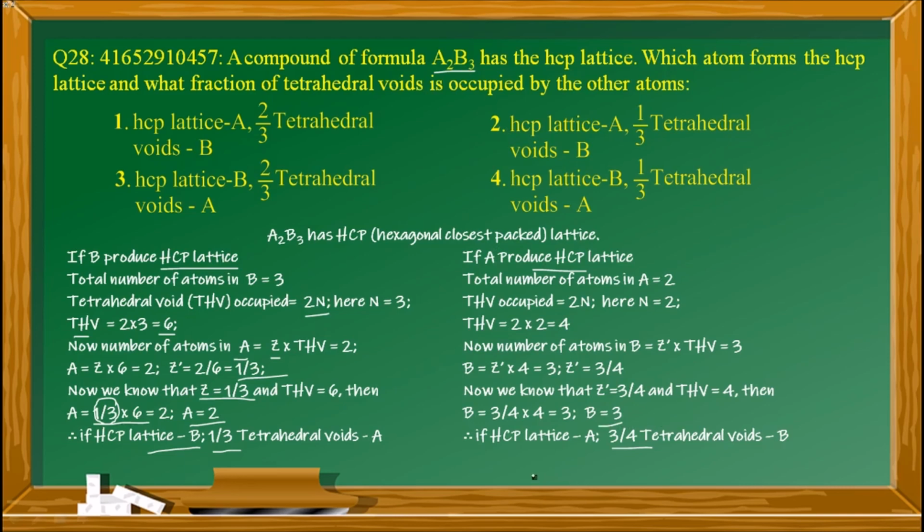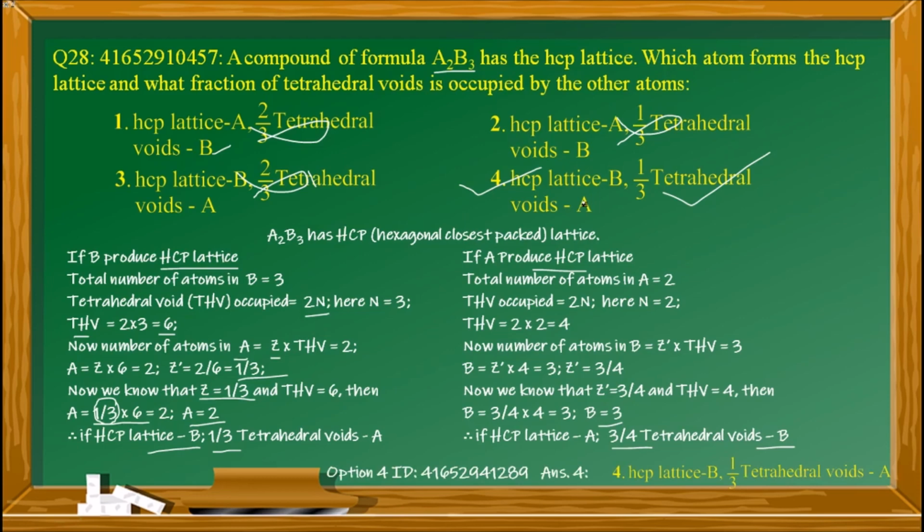So if the HCP lattice is formed by A, 3 by 4 of the tetrahedral voids should be taken by B. Is there any such option? 3 by 4 B, 2 by 3 B, no, this is not correct. 3 by 4 B, 1 by 3 B, no, this is also not correct. HCP lattice formed by B, 1 by 3, this is 2 by 3, no. So this is the option which is the correct option: HCP lattice is formed by B, and 1/3 of the tetrahedral voids of A will be occupied. So this is the correct option, friends. This is how you can solve this question 28.